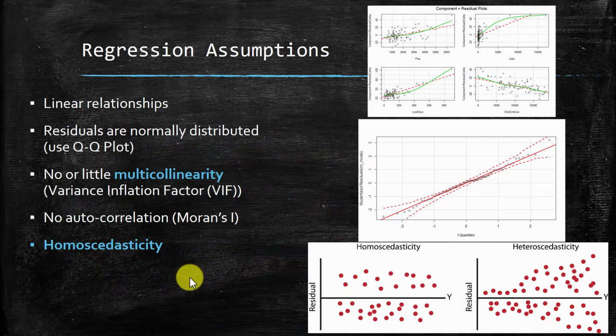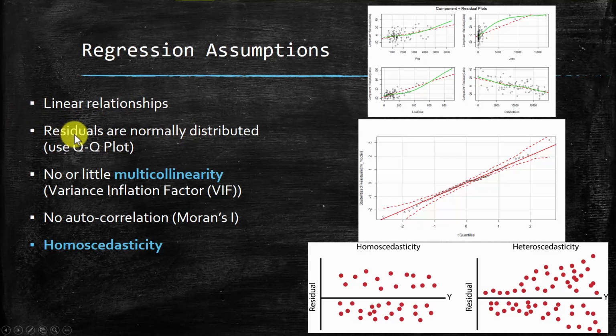Okay, one issue with regression is that it is what's called parametric. So it has assumptions, and if those assumptions are not valid, then you basically can't trust your results. So what are the assumptions of regression? The first is that there are linear relationships. You're trying to model relationships using lines, so if there is no linear relationship, then that's obviously flawed.